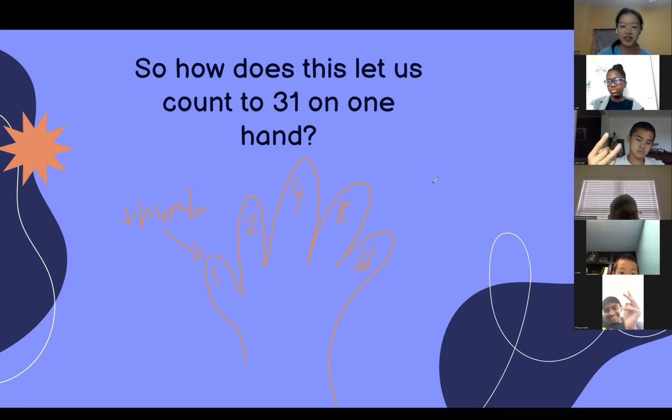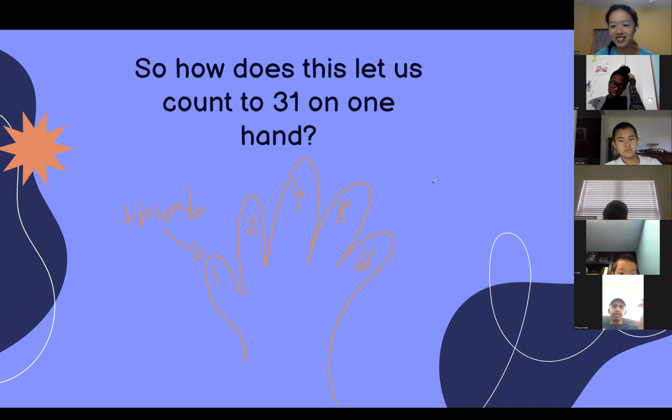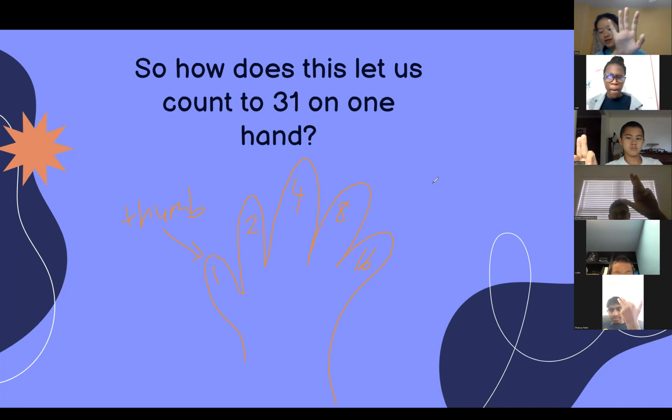Okay, yes. How would you make, let's do 13. How would you make 13? So 13 would be, you would need 4 and 8 to make the 12 part, and then the 1 part to add 1 more. So this would be 13.